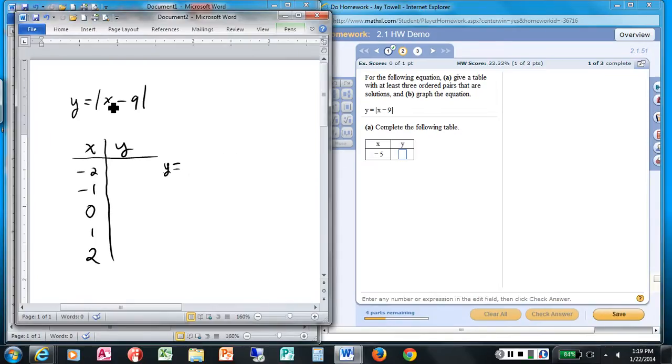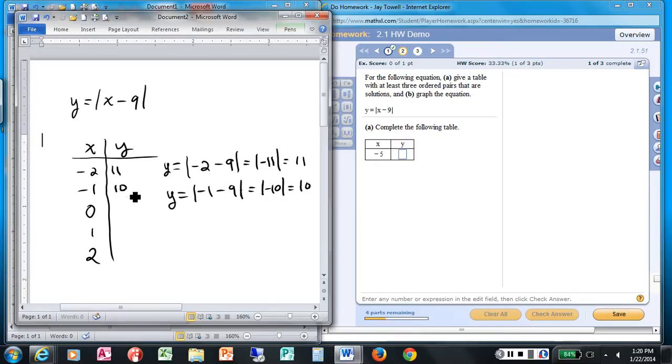If x is -2, I've got the absolute value of -2 minus 9. That's the absolute value of -11, and as we know, that's +11. Next, x is -1, so the absolute value of -1 minus 9. That's the absolute value of -10, which is +10.